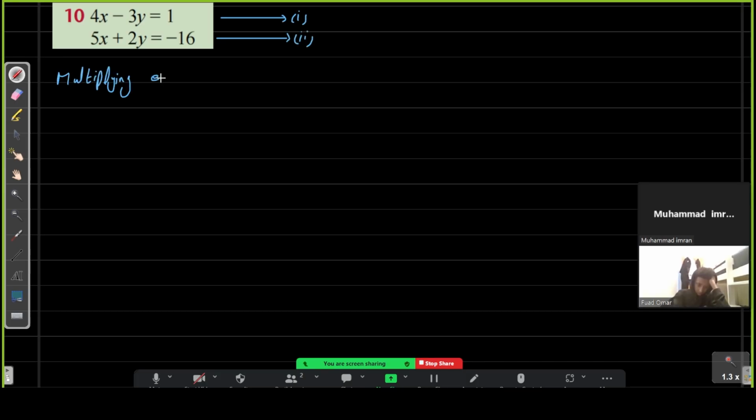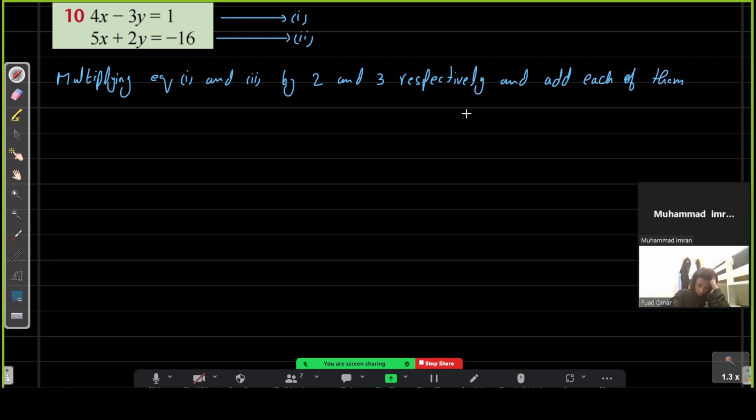Multiplying equation 1 and 2 by 2 and 3 respectively. Add each of them. Okay, first term will be multiplied with 2. So 2 times 4 is 8x. Minus 2 times 3 is 6y. And 2 times 1 is equal to 2. Then second term will be multiplied with 3. So 3 times 5 is equal to 15x. Plus 3 times 2 is equal to 6y. Is equal to 3 times minus 16, minus 48.